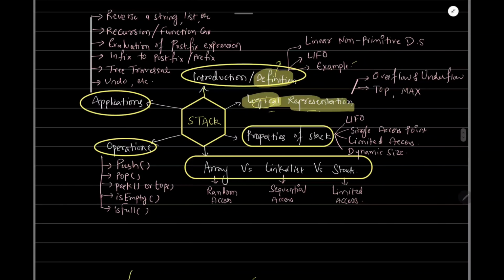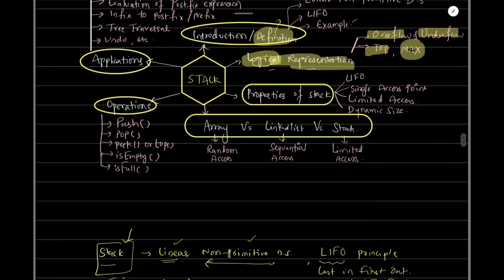Those two things. So yeah, we have completed the overflow condition, the underflow condition, and we have understood what the top is, and what the max is also. Max means here the maximum size that a stack can store its elements. Next, coming to properties of stack.